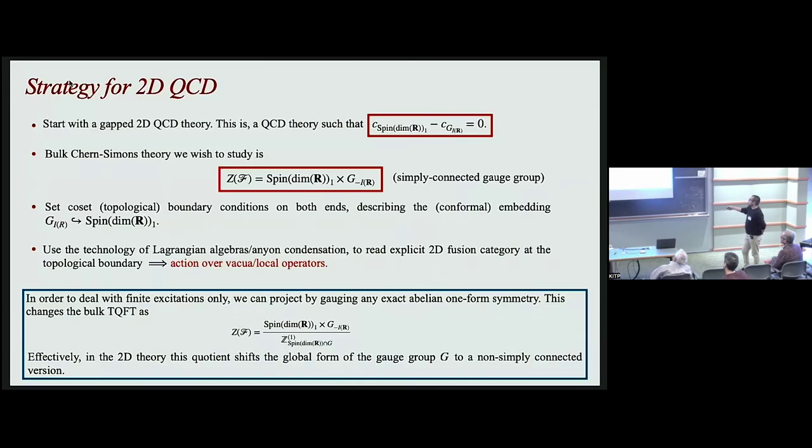So basically the steps that I'm writing here are the same, but for this product instead of this other product. So set coset boundary conditions describing the conformal embedding from G to Spin. And use the technology of Lagrangian algebras and anyon condensation to read off the explicit 2D fusion category at the topological boundary, and therefore the action over vacua or local operators, whatever description you prefer. And from there we can set up boundary conditions corresponding to the vacua at the far left and the far right, and we can study particle-soliton degeneracy.